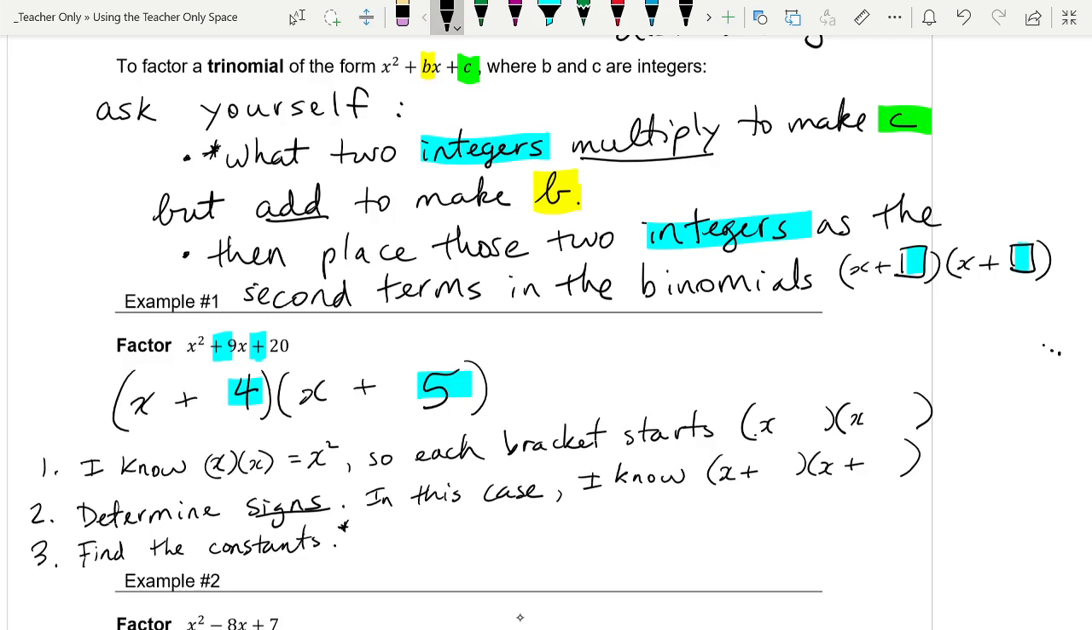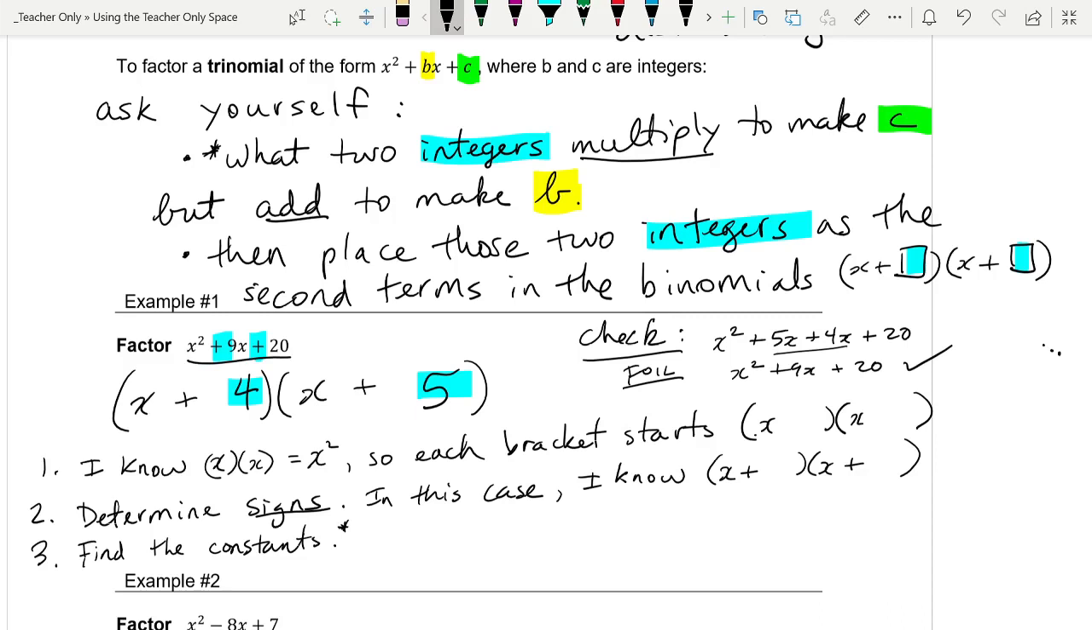Now, I can check to see if this is true. I can check to make sure this is true. If I multiply this out, I get x squared plus 5x plus 4x plus 20. And those two things are like terms, x squared plus 9x plus 20, check. So I check by FOILing my binomials to see if I get the right trinomial that I started with. And I did. Any questions on how I did that?